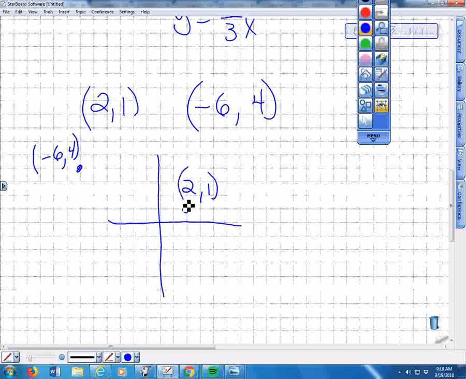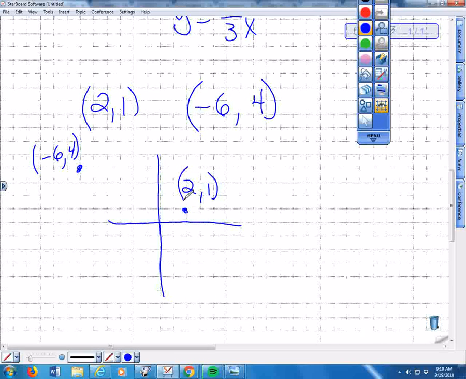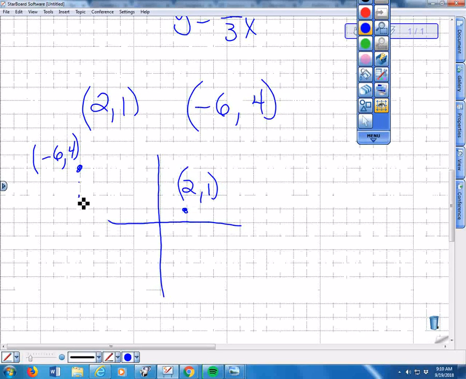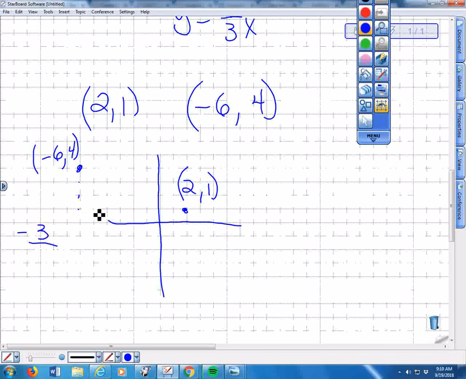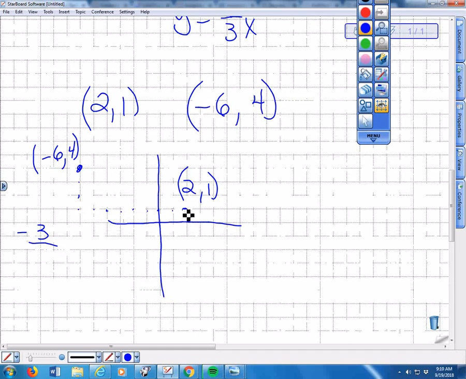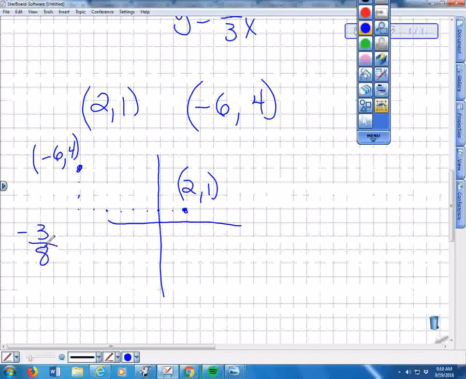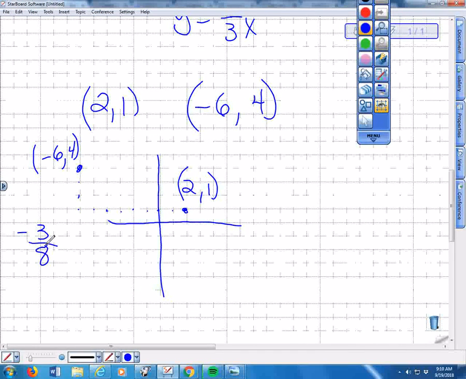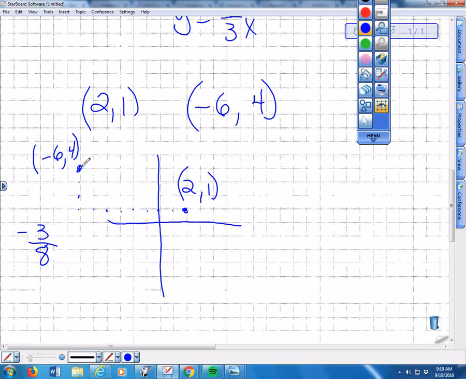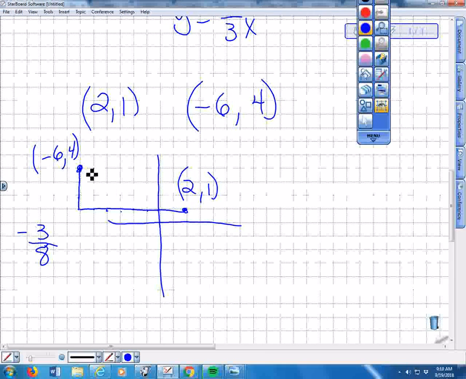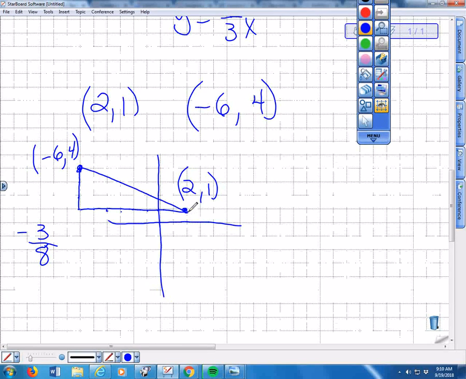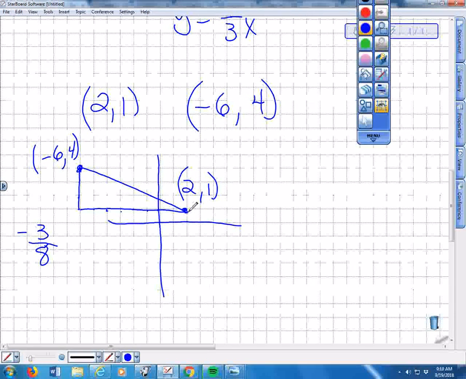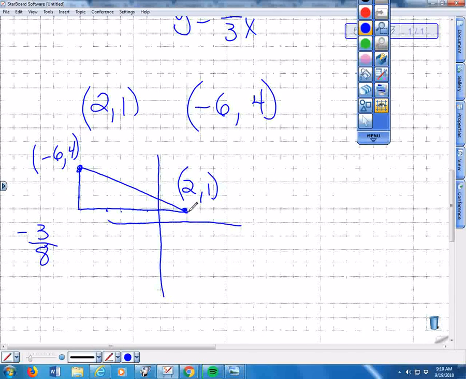So I could jump in with the formula, or I can just see I'm going to go down 1, 2, 3. And I'm going to go right 1, 2, 3, 4, 5, 6, 7, 8. The slope is negative 3/8. Okay, I didn't even have to really draw the triangle in, but you can. That's the line I'm trying to find. Do you see that when I sketch it in, it's hard to see what the y-intercept might be? So how can I find it?